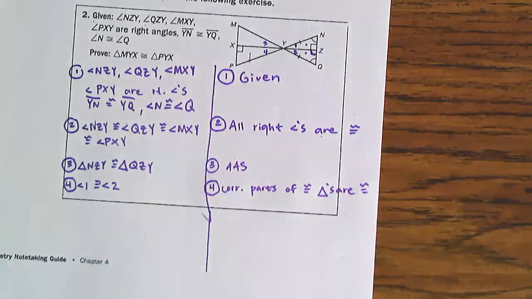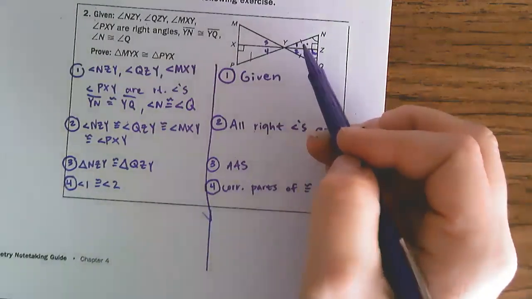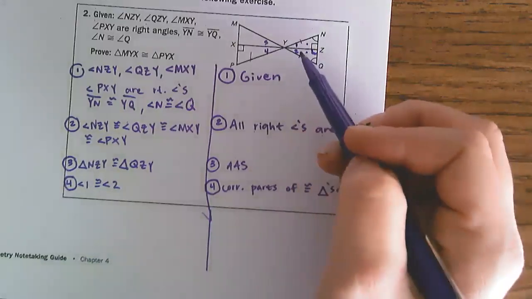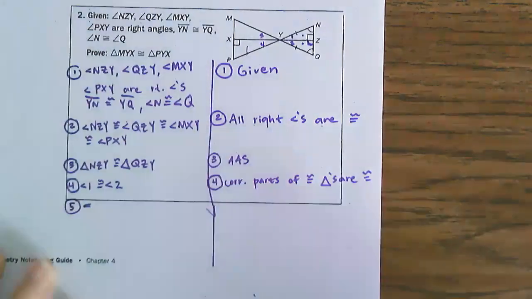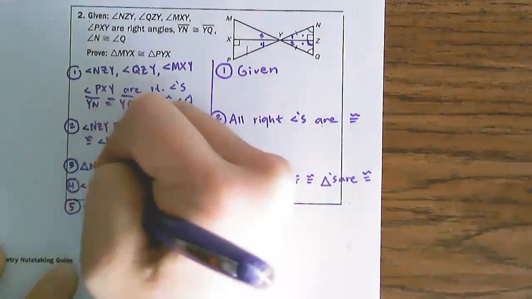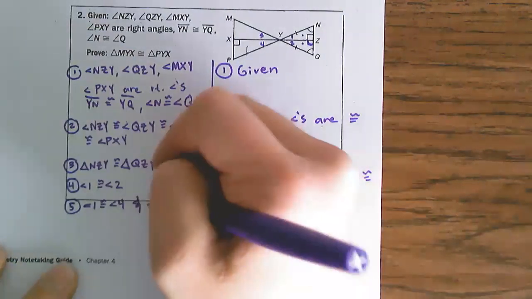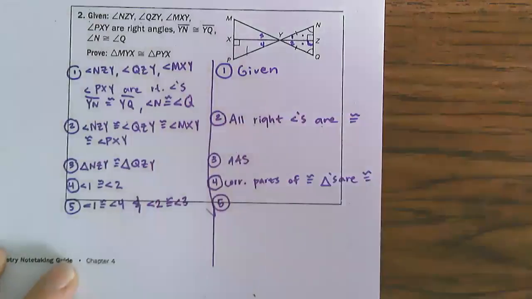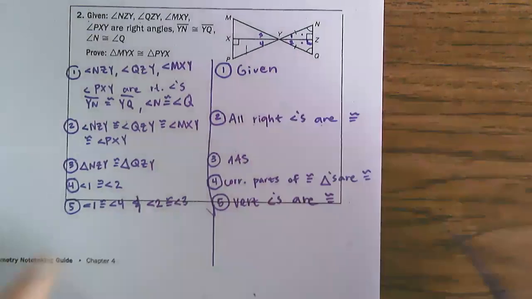Angle 3 and 4. Angles 3 and 4 are not congruent yet. What is congruent to angle 1? 4, because they're vertical angles. What's congruent to angle 2? 3, because they're vertical angles. So angle 1 is congruent to angle 4, and angle 2 is congruent to angle 3, because vertical angles are congruent.